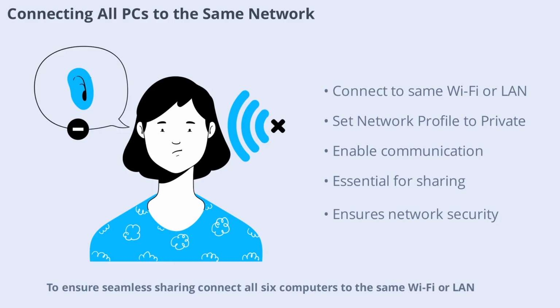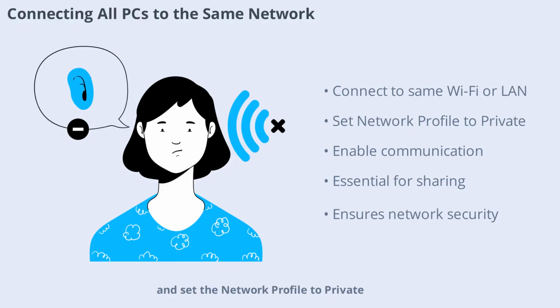To ensure seamless sharing, connect all 6 computers to the same Wi-Fi or LAN. Open the Control Panel, navigate to Network and Sharing Center, and set the network profile to private. This step is crucial because only computers on the same network profile can discover and communicate with each other, enabling file and printer sharing within the workgroup.